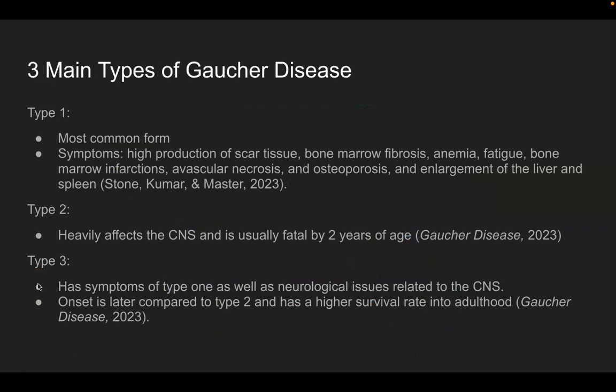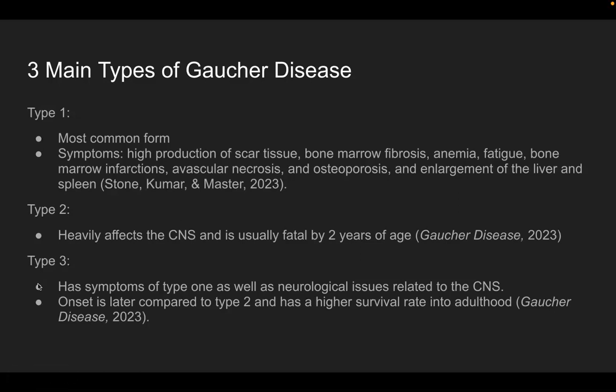There are three main types of Gaucher disease. Type 1 is the most common form in Western civilization. A lot of the symptoms are what we previously discussed in the last slide: high production of scar tissue, bone marrow fibrosis, anemia, fatigue, bone marrow infarctions, avascular necrosis, osteoporosis, enlargement of liver and spleen.